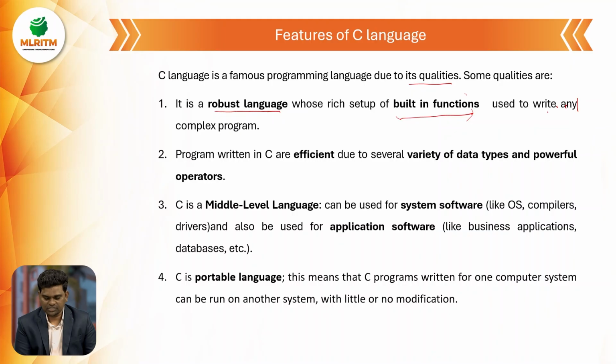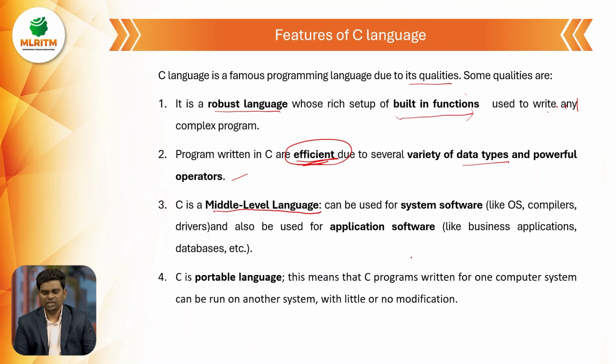And the second feature is that C is an efficient language, because it has a variety of data types and powerful operators in the C language. Coming to the data types, based upon the development of the application, the user has to choose the particular data type, so we have fundamental data types like integer, character, and float. And then we have powerful operators also, like arithmetic operators and logical operators, right? Based on this, C is a very efficient language. And the next feature is that C is a kind of middle level language.